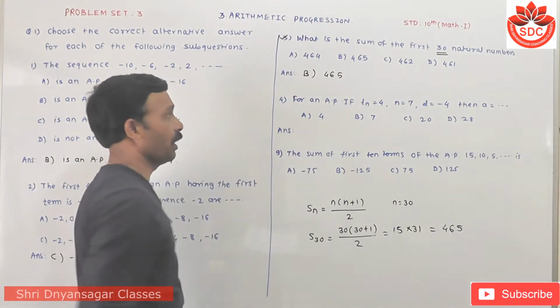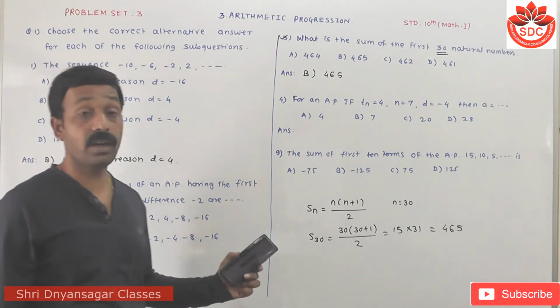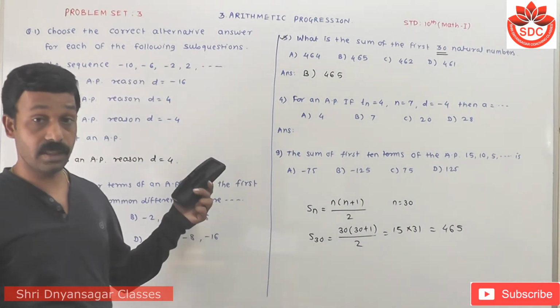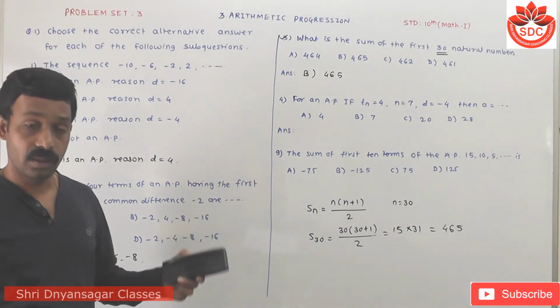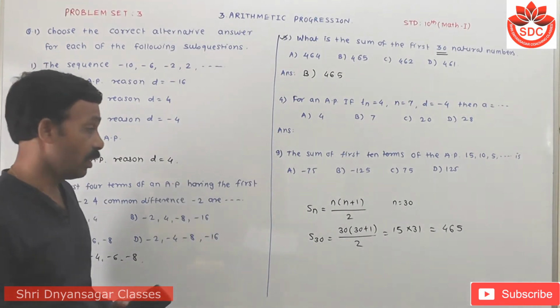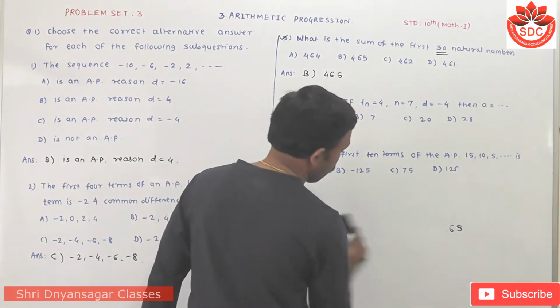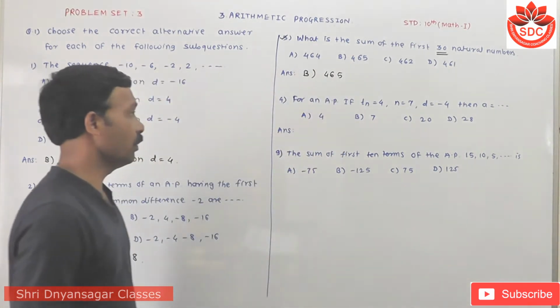Students, this is a very important example. Can you understand how to find the sum of any natural numbers up to any number? Like this, the sum of 1 to 10 numbers, up to 20, 30, and so on. Now then we take the next one, sub question number 4.